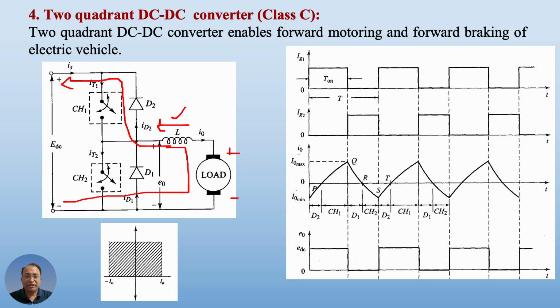This mode of operation is indicated here between S and T, until at point T CH1 will be triggered again and the cycle will keep repeating like this. This switching sequence is followed, and we are able to get a complete two-quadrant operation with the help of this kind of circuit. The output voltage waveform is also indicated here. Output voltage will be available during the conduction of CH1 and D2 and will not be available during conduction of CH2 and D1.